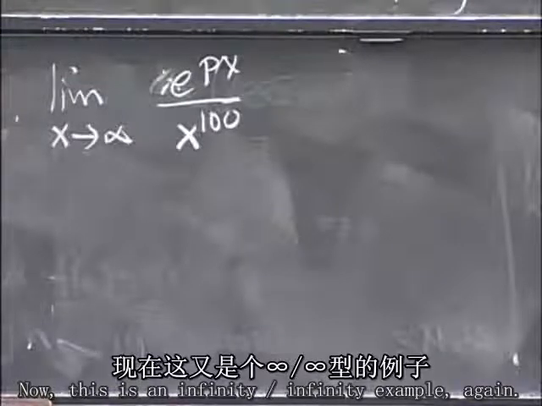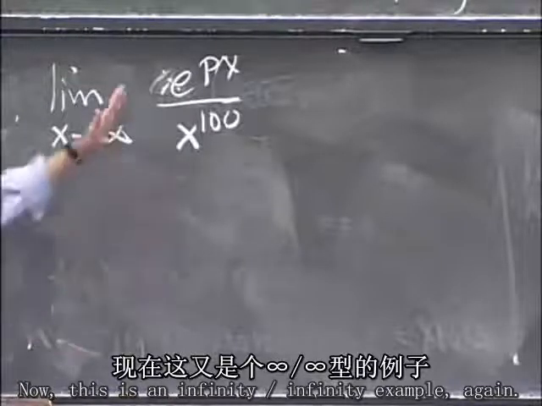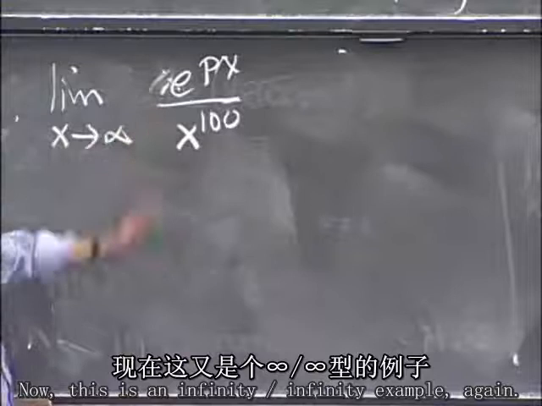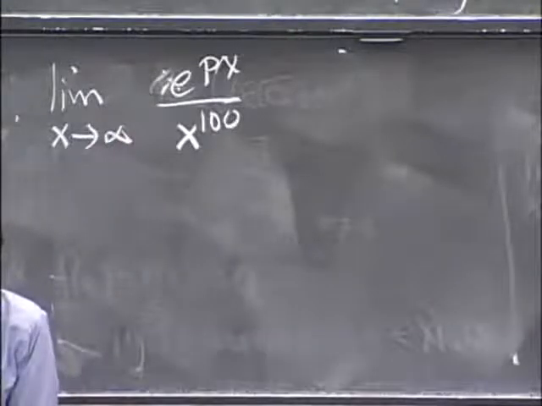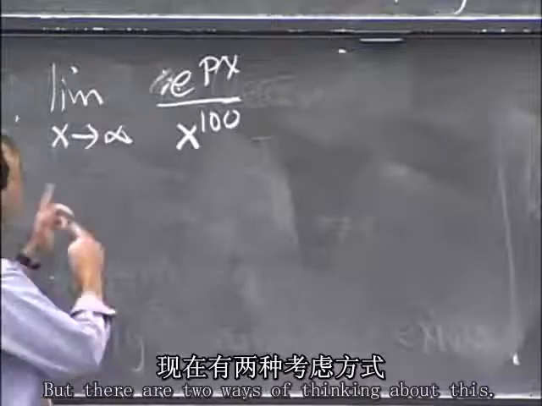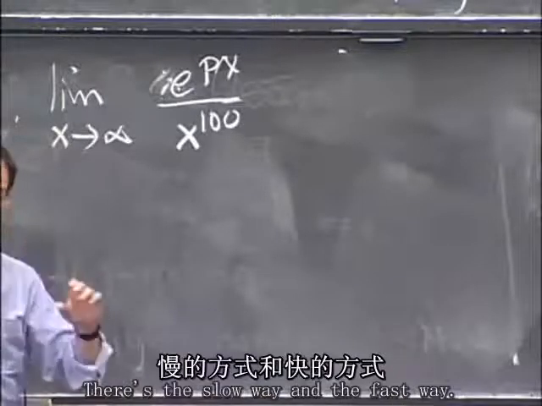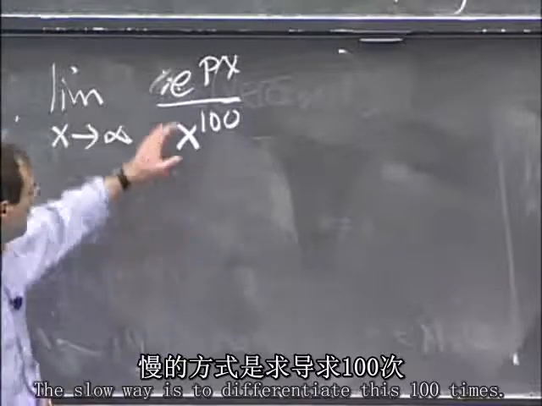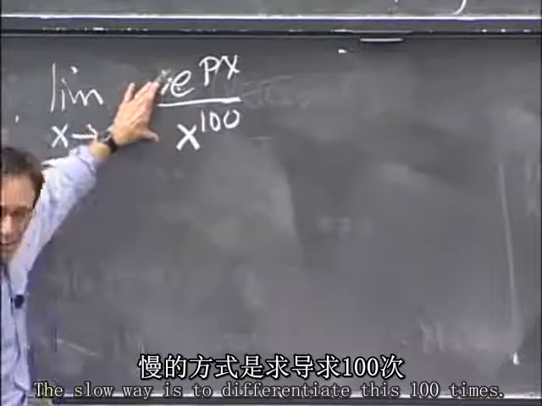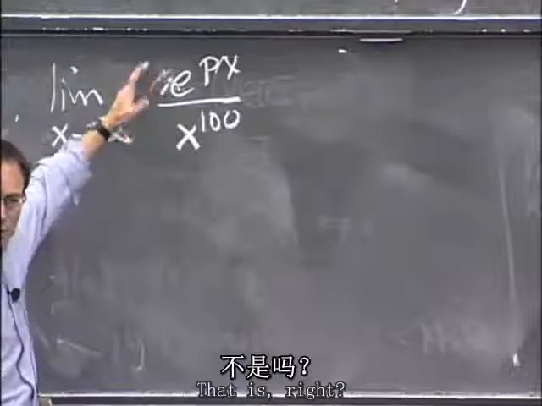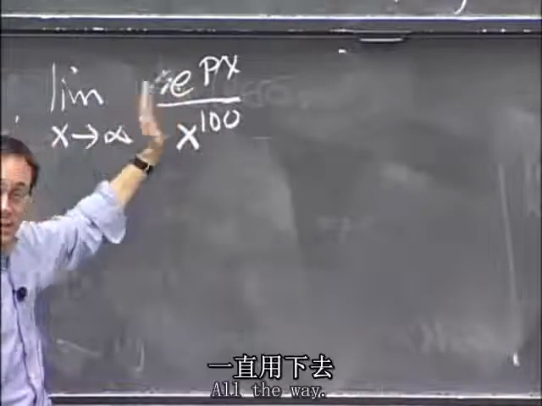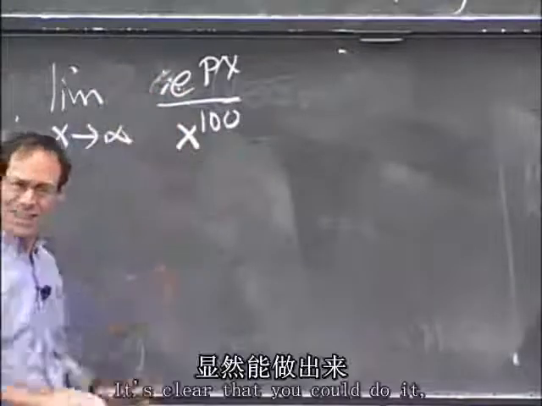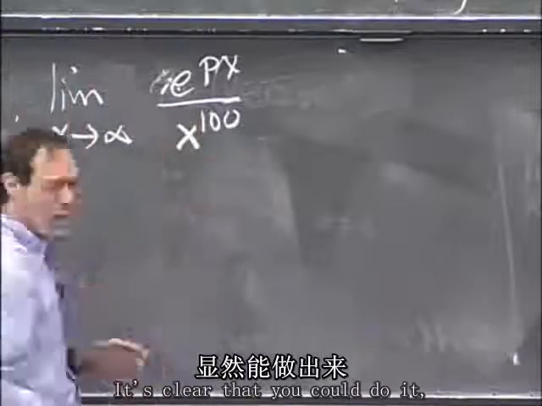Now, this is an infinity over infinity example again, and you can work out what it's doing. But there are two ways of thinking about this. There's the slow way and the fast way. The slow way is to differentiate this 100 times. That is, apply L'Hopital's rule over and over and over again, all the way down to the end. It's clear that you could do it, but it's kind of a nuisance.